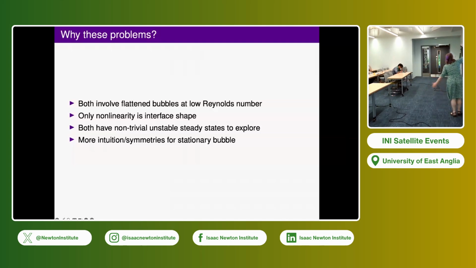Okay, they've both got non-trivial, unstable steady states that I'd like to find. We do have more intuition and symmetries for the stationary bubble, the one in the straining flow, than the moving bubble. So I'm going to try and present both of them as we go. In the straining flow experiments, everything we do is based on physical arguments and hand waving, plus experiments. Whereas the moving bubble is simulations, and how much more can we do if we have a model that we really trust for our system.